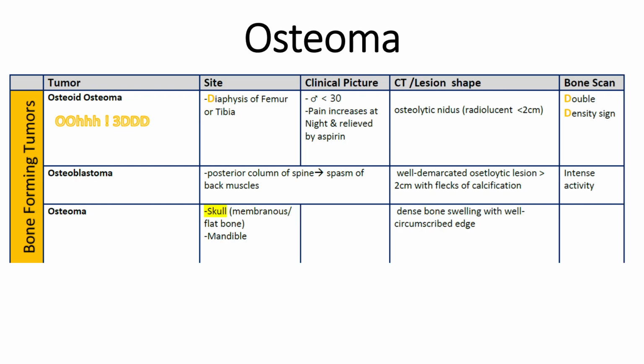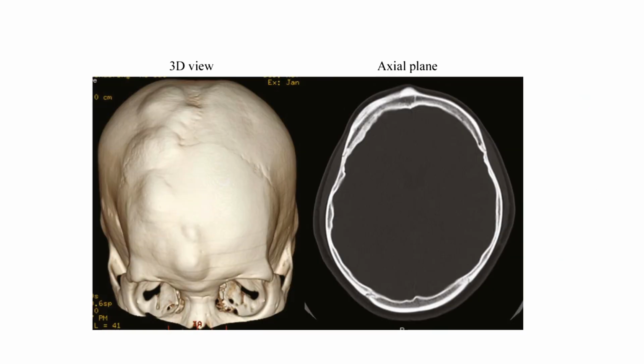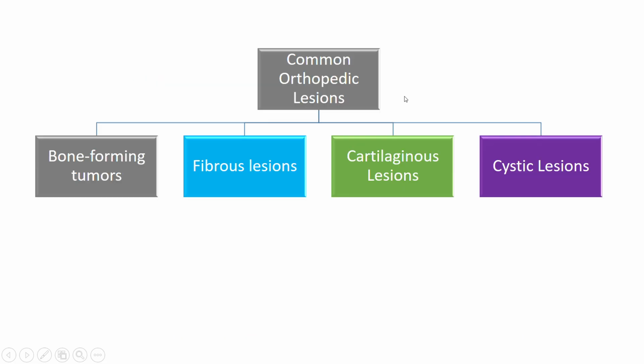The last bone-forming tumor is the osteoma, and osteoma prefers to affect the skull. This is the most common site. It usually affects the skull, and as you can see here, the skull is the most commonly affected site, and the CT will show dense bony swellings. It can also affect the mandible.